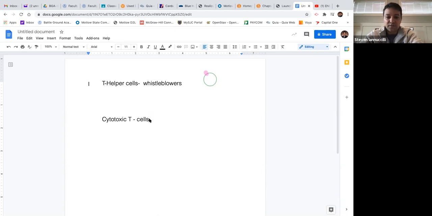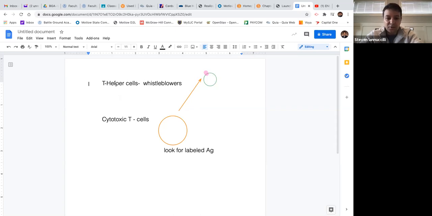Cytotoxic T cells. Okay, let me draw a cytotoxic T cell for you. Let's do a different color, orange this time. Here's my cytotoxic T cell, and its job is to look for labeled antigens. AG means antigens. So this cytotoxic T cell is floating around the body, looking for that, and once it finds that, it can then destroy it. It can then kill it.